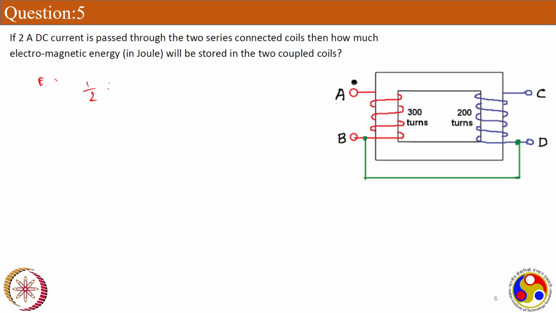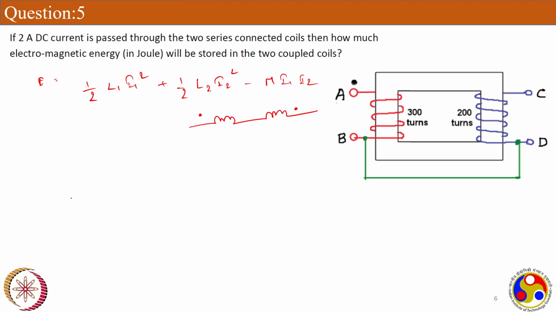Half L1 I1 square plus half L2 I2 square minus M I1 I2. Now the direction of that plus M I1 I2 or minus M I1 I2 will depend on the dot polarity. So we already know A entering and C entering. If we assume that way, it will be minus M I1 I2, because the coil would be in this fashion, right? This here and here. Yeah.